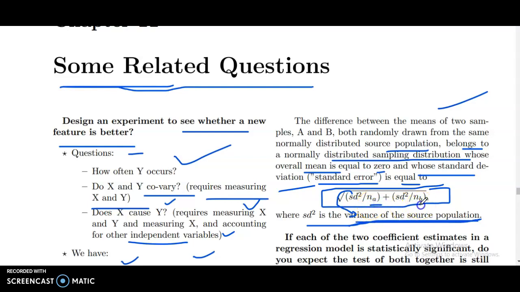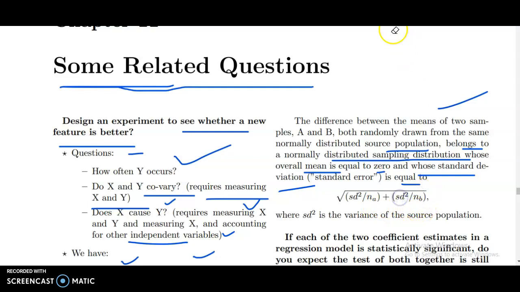Then divided by NA, for the A sample, and then for the B sample, the variance of the source population is squared and divided by NB in the same way. Then you add these two values together, and after adding we take the square root, which is scaling, meaning reducing down.